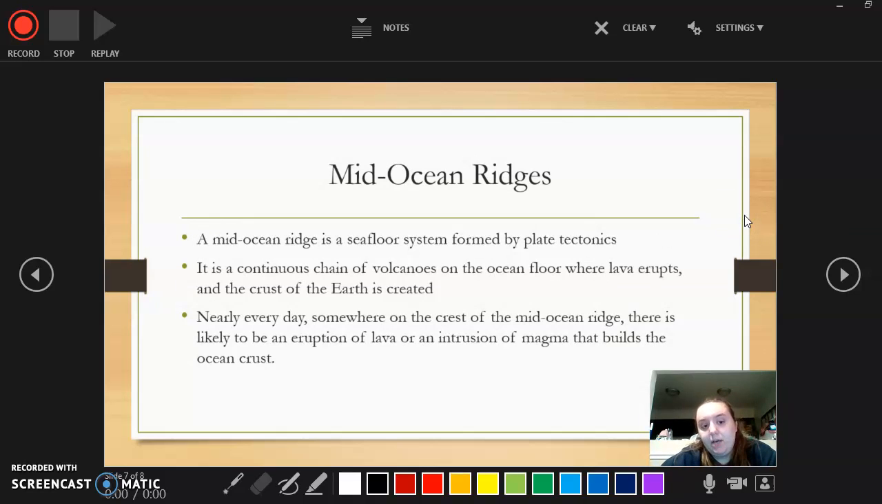Mid-ocean ridges. A mid-ocean ridge is a seafloor system formed by plate tectonics. It is a continuous chain of volcanoes on the ocean floor where lava erupts and the crust of the earth is created. Nearly every day, somewhere on the crest of the mid-ocean ridge, there is likely to be an eruption of lava or an intrusion of magma that builds the ocean crust.